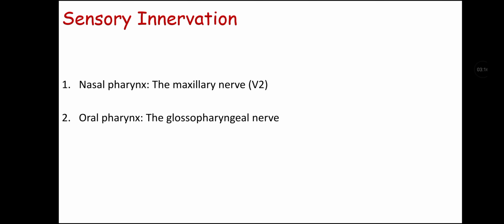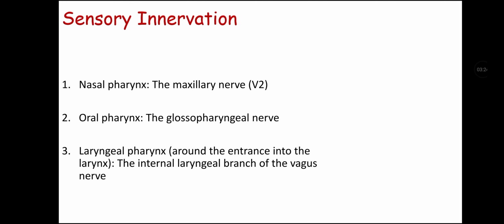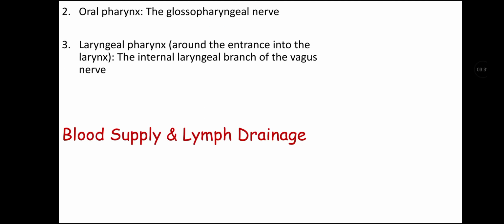Now let's talk about sensory innervation of pharynx. Nasal pharynx is innervated by maxillary nerve, that is branch of maxillary division of trigeminal nerve. Oral pharynx is innervated by glossopharyngeal nerve, and laryngeal pharynx around the entrance into the larynx is supplied by internal laryngeal branch of vagus nerve.